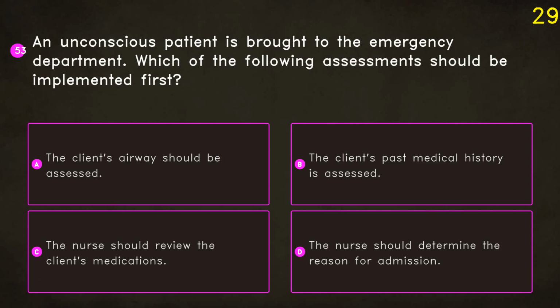Question 53. An unconscious patient is brought to the emergency department. Which of the following assessments should be implemented first? A. The client's airway should be assessed. B. The client's past medical history is assessed. C. The nurse should review the client's medications. D. The nurse should determine the reason for admission.